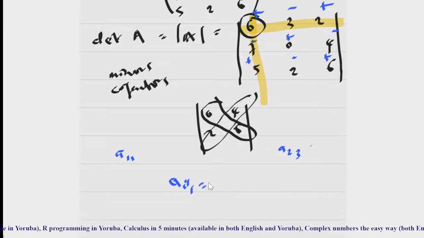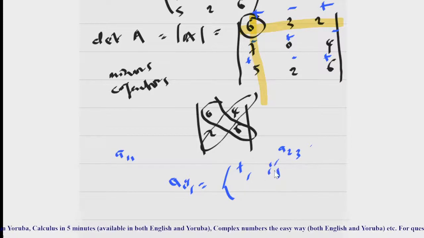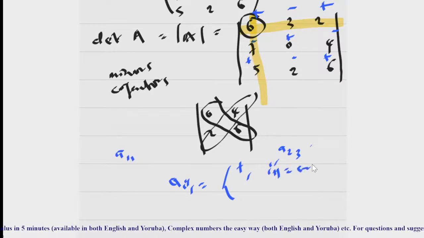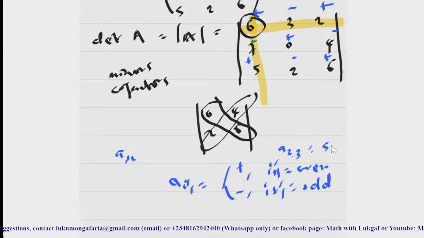So this is going to be positive if i plus j gives you even, and you are going to have negative if i plus j gives you odd. For example, 1 plus 1, row 1, column 1, will give me 2. 2 is even, then I'm going to have plus here. This is row 2, column 3. If you add 2 and 3 together, I'm going to have 5, which is odd. Then the sign on the cofactor will be what?